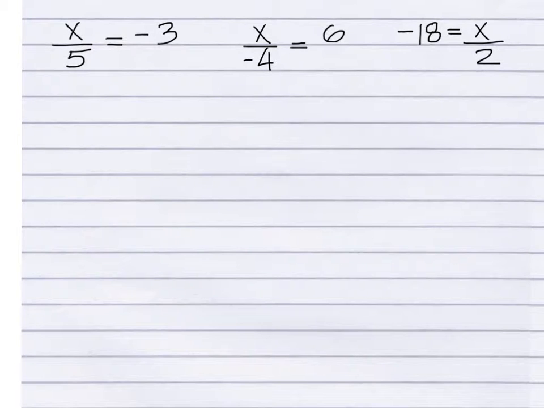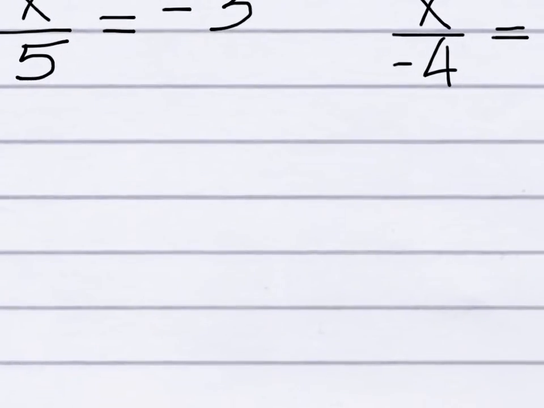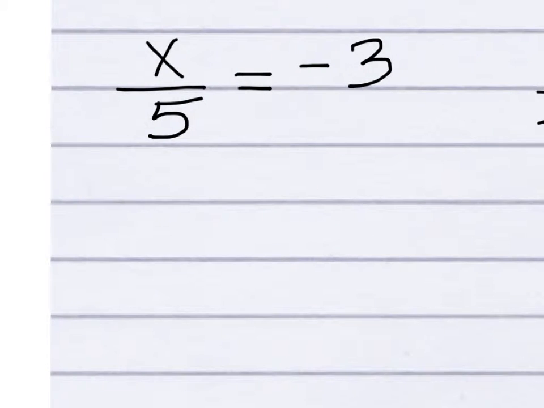Three examples here for solving equations. Here is the first one. You have x over 5 equals a negative 3. X over 5 equals a negative 3.